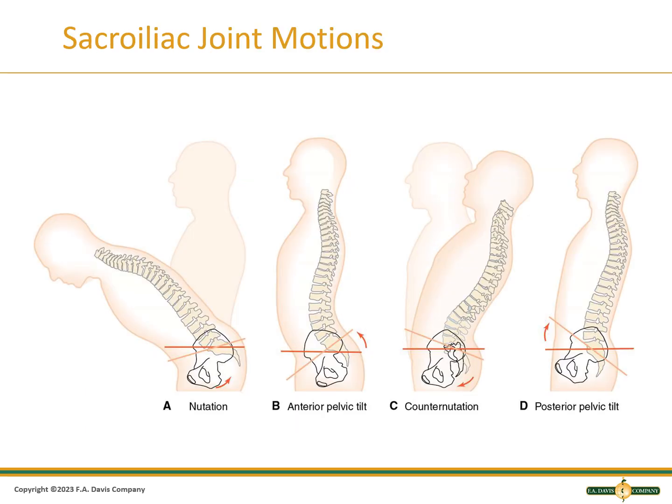With nutation, we have this anterior tipping of the sacrum within the pelvis versus anterior pelvic tilt, where the pelvis tilts anteriorly around the sacrum. So we can see that relative to one another, an anterior pelvic tilt creates kind of a counternutation. The opposite is true for counternutation, which is the posterior tipping of the sacrum within the pelvis, and the posterior pelvic tilt, which is posterior tilting of the pelvis around the sacrum. So with a posterior pelvic tilt, we get a relative nutation of the sacrum.